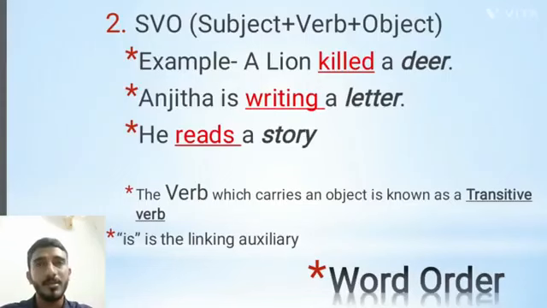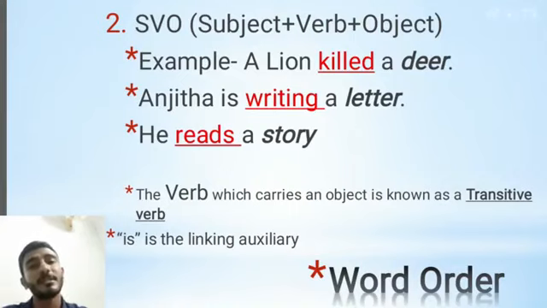Now it's time to learn the second pattern, that is SVO. S means subject, V means verb, and O means object. This is one of the commonly used patterns or word orders in English. Let's try to understand this pattern by using the examples given in your text itself. I hope you can see those examples on the screen too.